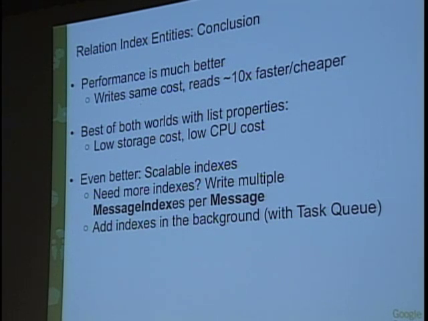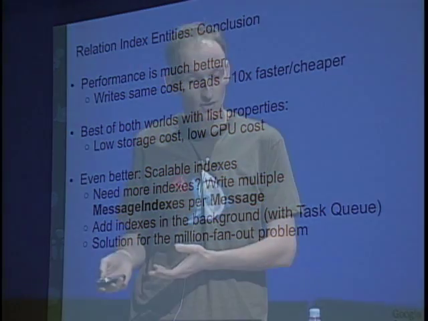We can, if we want to go even further to millions and millions of followers, maybe use task queues, which haven't quite been released yet, but are something that's coming really soon. And in fact, there's a talk at I/O that you can watch that goes into it in great detail. If you combine relation index entities with the task queue, it would solve the million fan-out problem. The problem of I write one message and it needs to be distributed to a million users. And when I do multiple message indexes, I don't need a schema migration. Everything, my code still works.